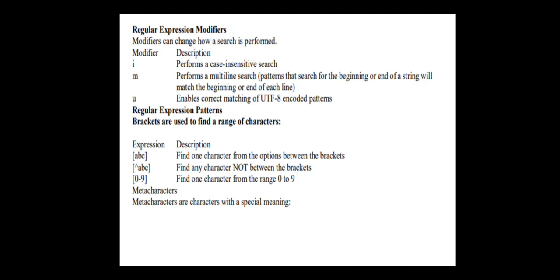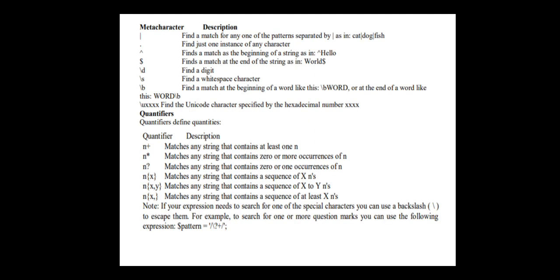Okay. So regular expression patterns, that is brackets, are used to find a range of characters. So you can see the expressions here. Here [abc] finds one character from the options between the brackets. If you have [^abc], then find any character not between the brackets. [0-9] finds one character from 0 to 9. Meta characters are characters with a special meaning. So you can look into these particular meta characters and their descriptions.